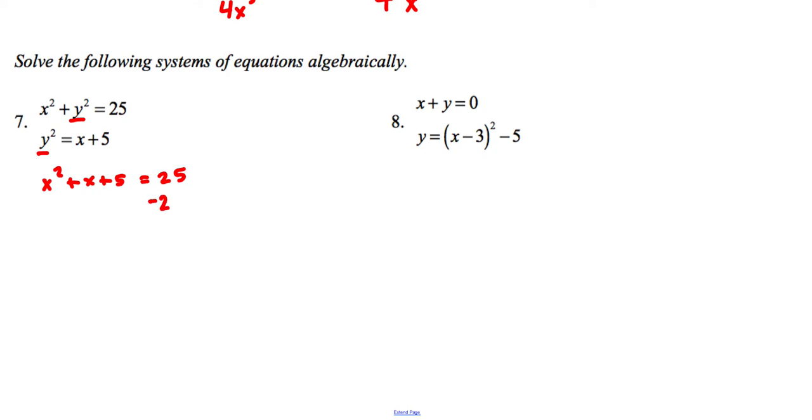We're going to subtract 25 from each side. So x squared plus x minus 20 equals 0.